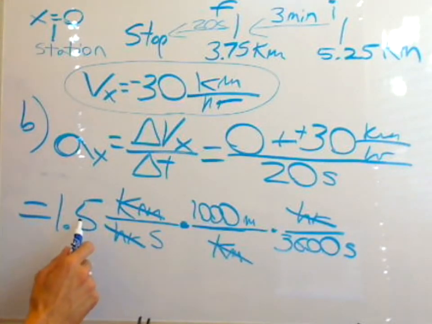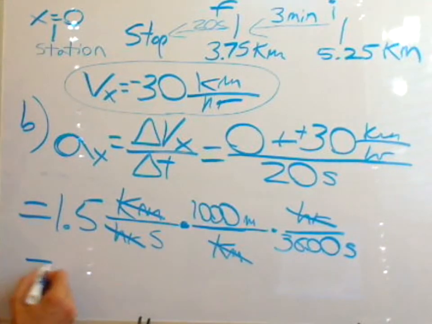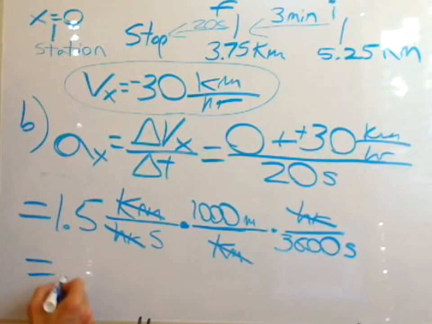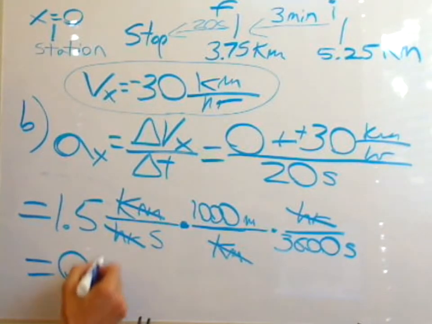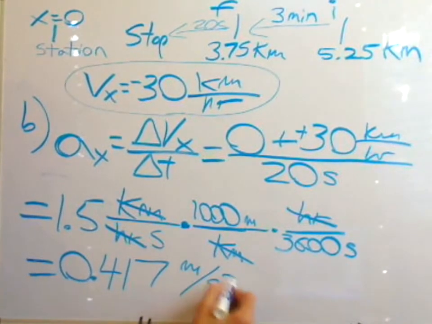So you do this calculation, 1.5 times 1,000 divided by 3,600, and you get the answer for the acceleration. And that answer is 0.417 meters per second squared.